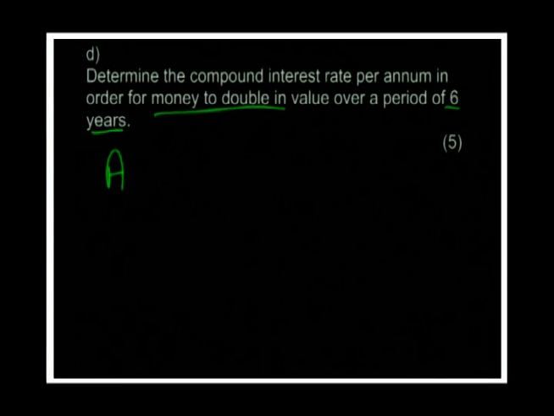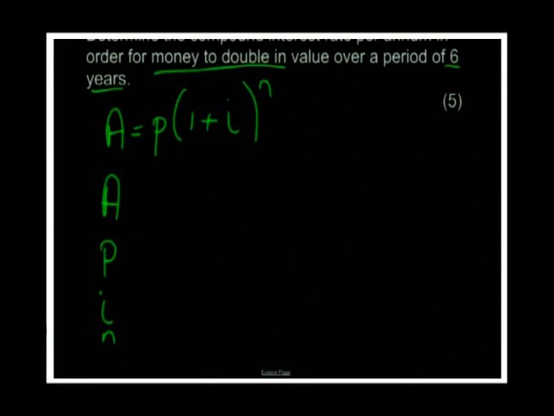So I'm going to write out my formula, and now I'm going to start thinking about, well, all my values. So I've got my A, P, R, and N. Right, what do I know? I know that N is 6 years, and I know that it's compounded per annum, so I'm not worrying about the compound periods. I know that I'm looking for my interest rate, but I don't seem to have a principal value or a final value. So I need to come back to this word, money will double.